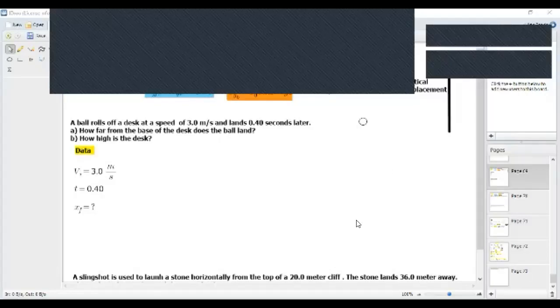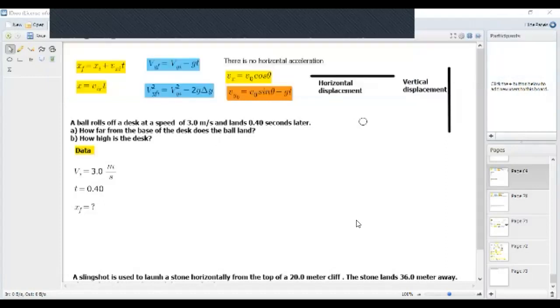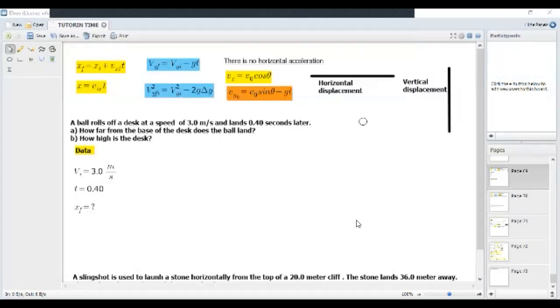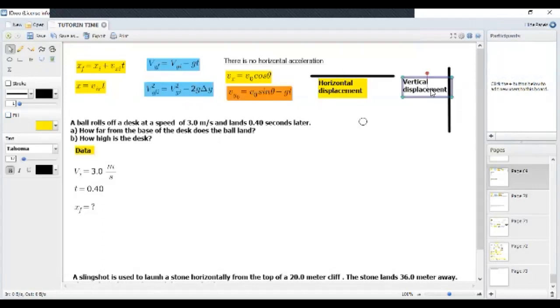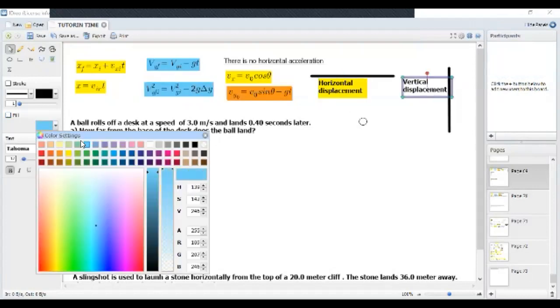Hi everyone. Today I'm going to explain an exercise about projectile motion in two dimensions. The first thing you need to remember is horizontal displacement and vertical displacement, and we are going to use those specific formulas. As you can see here, the yellow ones represent the horizontal displacement and the blue ones represent the vertical displacement.